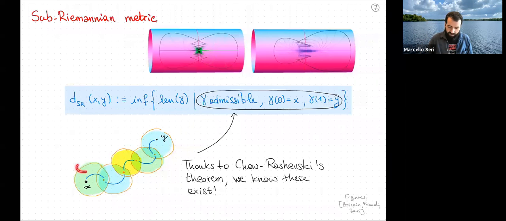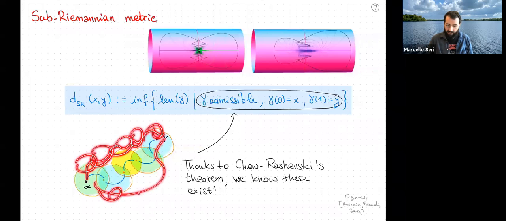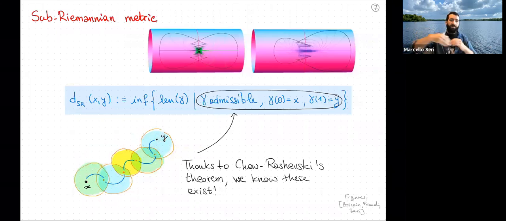So you might have different ways of patching the space here, and you might take different detours here and there, and so on. But you take the one that gives you the shortest length with respect to that sub-Riemannian metric that we had lying there for a while. And this defines a distance. And thanks to Chow-Rashevskii, you can prove that this distance exists. The weird thing is that this distance is nice, but not that nice.